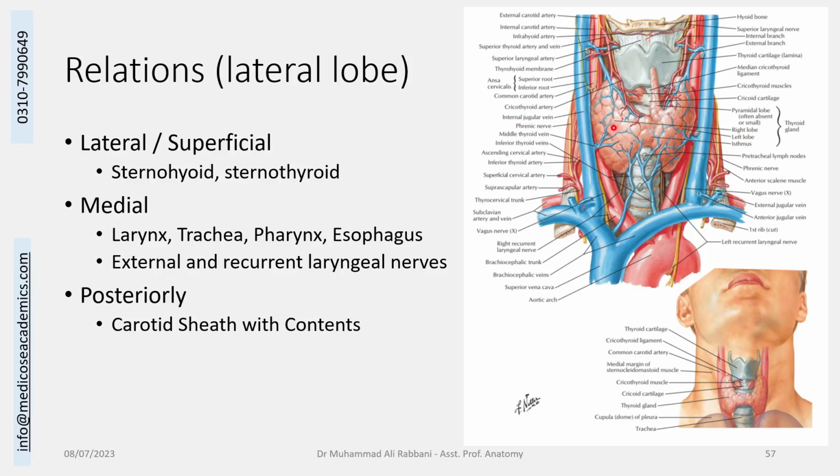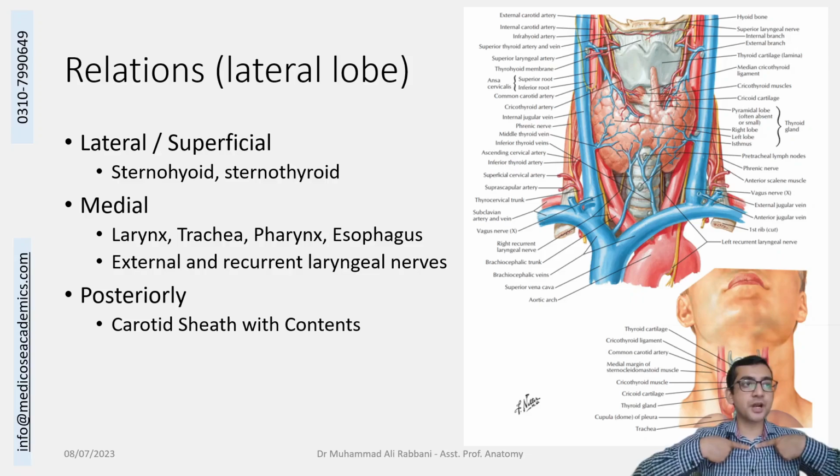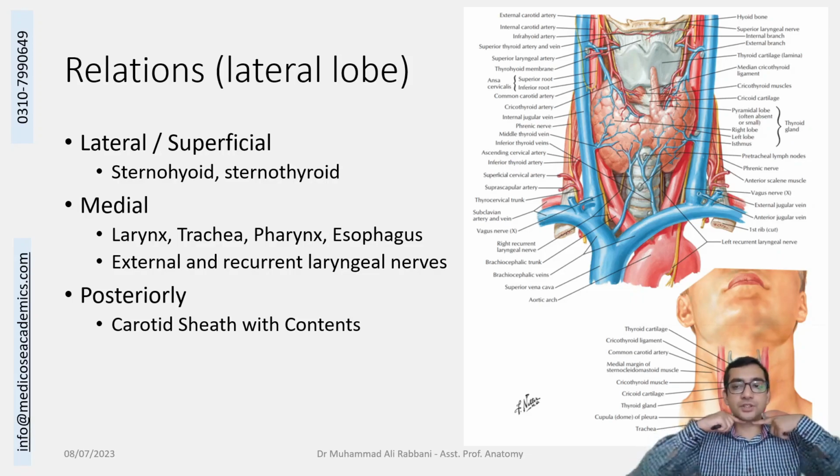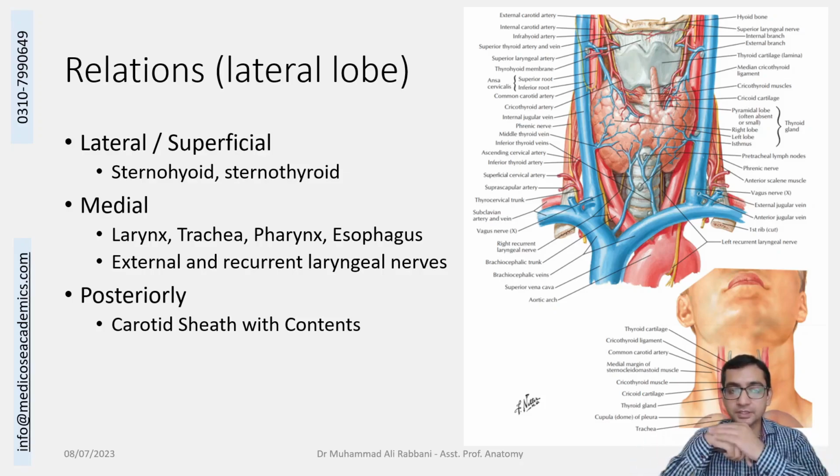Anteriorly, the thyroid gland is related to the manubrium sterni and the muscles between them. So the manubrium sterni lies below the thyroid gland. The strap muscles that are moving above pass over the thyroid gland to reach their origin. So the strap muscles are in front of it, sternohyoid and sternothyroid.